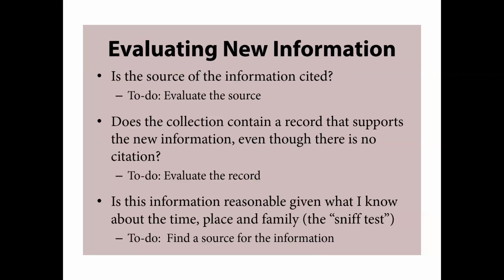So, how do we evaluate this new information? Well, the first thing is, do we have a citation of where the source of the information is? We need to evaluate the source. Is that source credible? Is that source firsthand, for example? Is it secondhand? Does the collection contain a record that has new information even if there is no citation? Even if there is no citation, new information is something we want to pay very close attention to, and then evaluate the record itself.